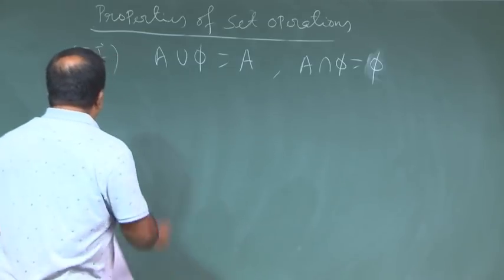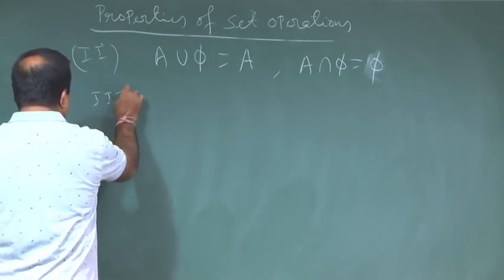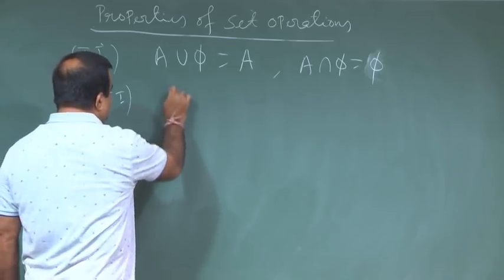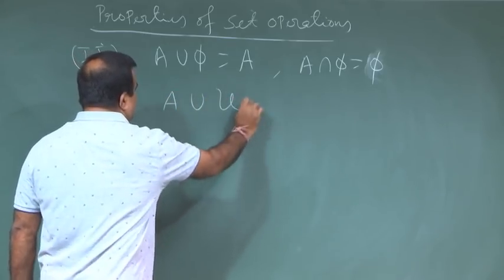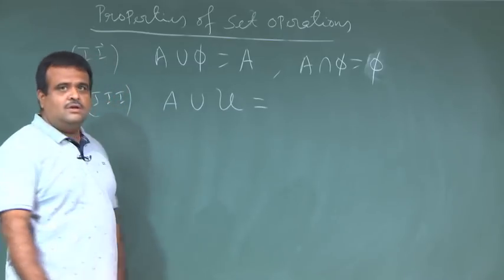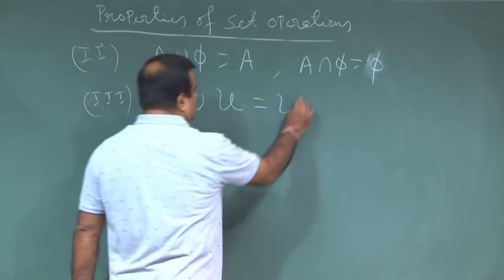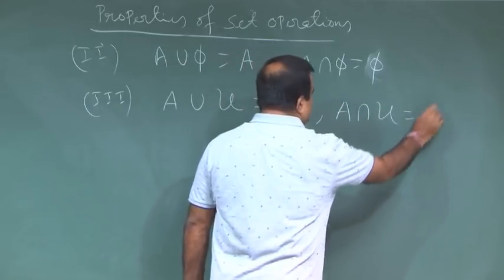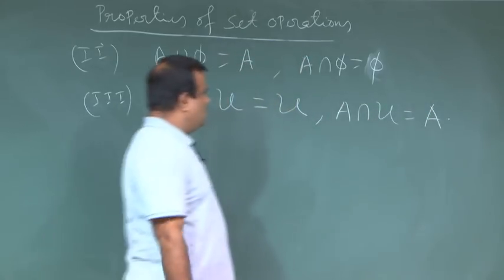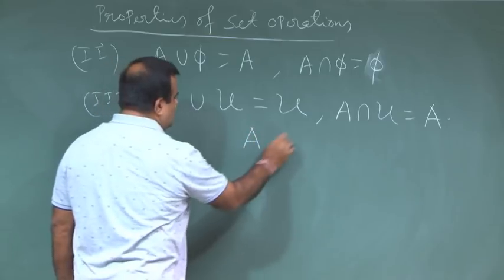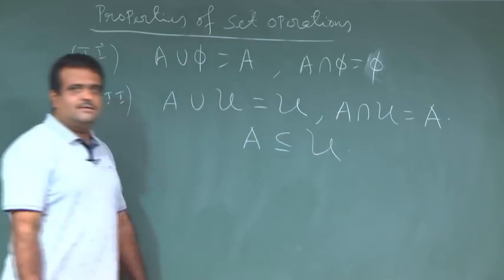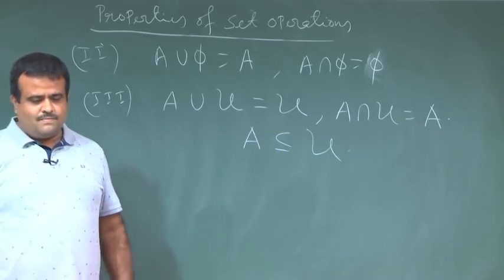Okay. So the next property is with the universal set: A union the universal set is basically the universal set, and A intersection the universal set is A, because every set is a subset of the universal set. So it is coming from there.